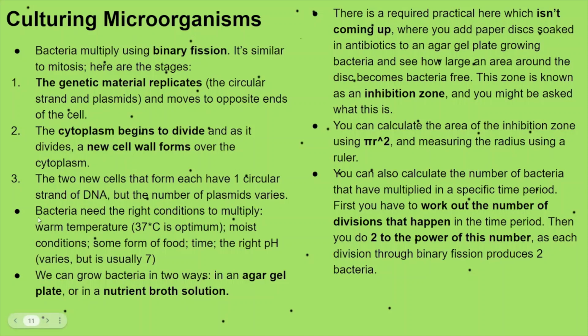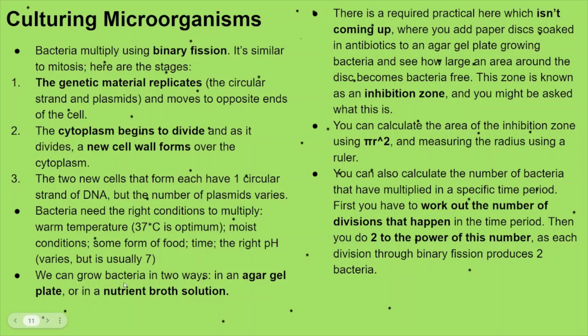Now, another thing to remember is that bacteria need the right conditions to multiply. They need a warm temperature, preferably 37 degrees C, that's optimum. They need moist conditions, they need food, they need time, they need the right pH, which can vary between bacteria, and in optimum conditions they multiply at a rate of once every 20 minutes.